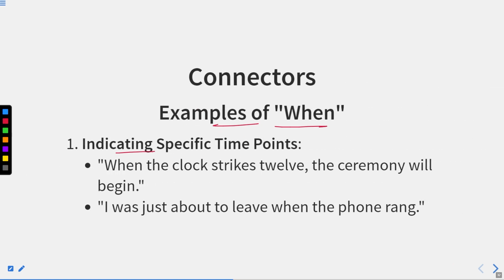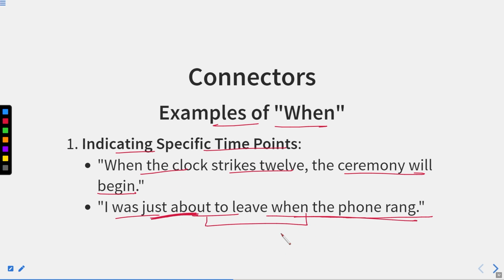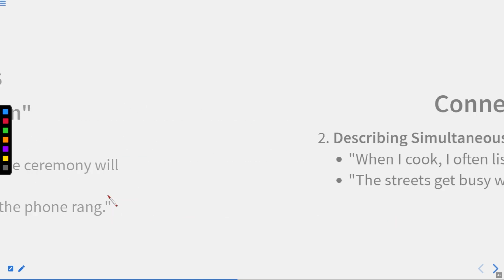Examples of when: indicating specific time points. When the clock strikes 12, the ceremony will begin. I was just about to leave when the phone rang. So I was just about to leave when the phone rang. It means it happened simultaneously. Or you can say, when the clock strikes 12, the ceremony will begin. So the ceremony will begin only when the clock strikes 12.